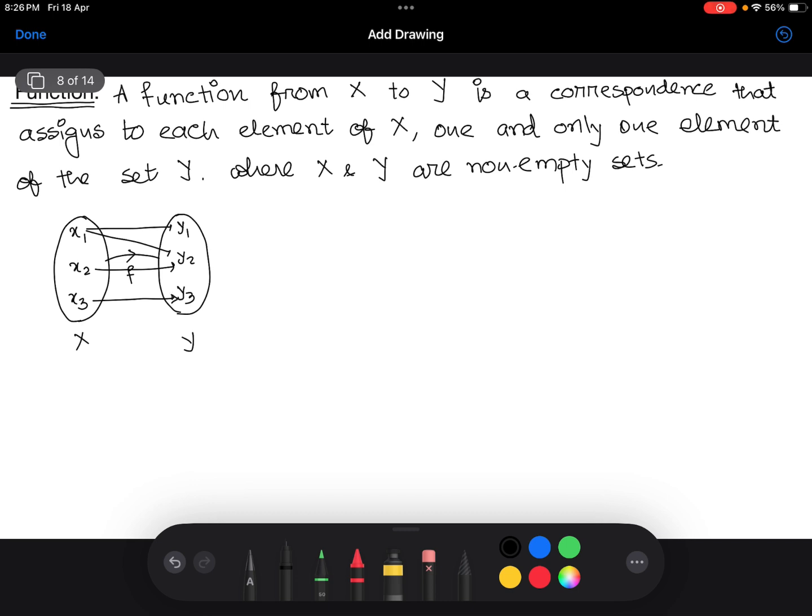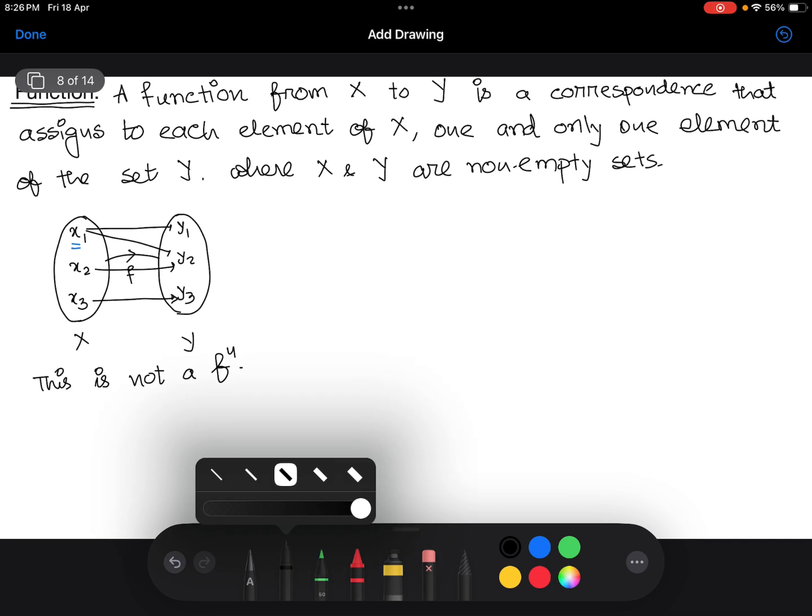Now what do we get from the definition? It assigns each element of x one and only one element of the set y. But here x1 goes to y1 as well as y2, so we get two elements for a single element in x. So we have two images here. What is image? We will get to that later on, but for now we see that for x1 we are getting two elements for its correspondence. So this is not a function.